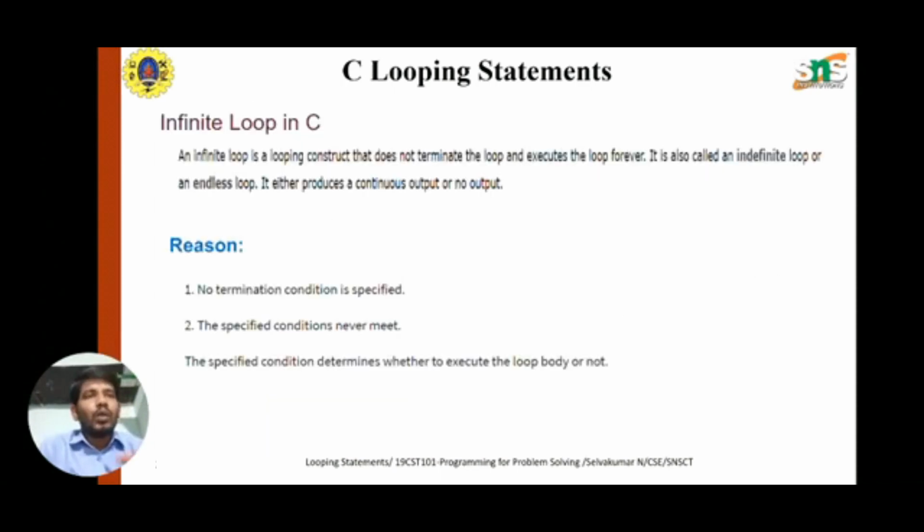In looping statements we have another one, called the infinite loop in C. An infinite loop is a looping construct that does not terminate and executes forever. It is also called an indefinite loop or an endless loop. It either produces continuous output or no output. It is called infinite because there is no termination condition specified in the program, or it never meets the specific condition to terminate. The specific condition determines whether to execute the loop body or not, so without it the loop will execute again and again as long as the system is on. That is called infinite.